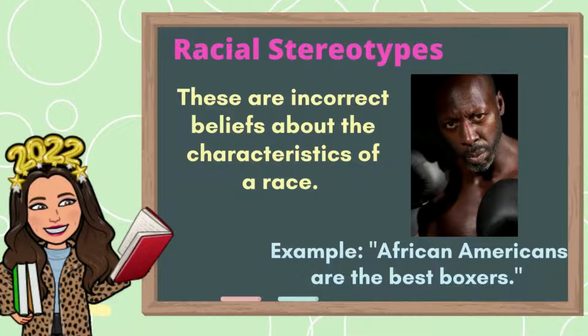Next is racial stereotypes. These are incorrect beliefs about the characteristics of a race. Saying that African Americans are the toughest boxers is incorrect, since we also have Filipino boxing champions who are among the best in the world. Another example is when Filipinos are sought to work either as nurses or domestic helpers whenever they go abroad. In racial stereotypes, we tend to generalize race by their physical attributes, like the color of their skin, the shape of their eyes, or the tone of their voice, without trying to get to know them more.